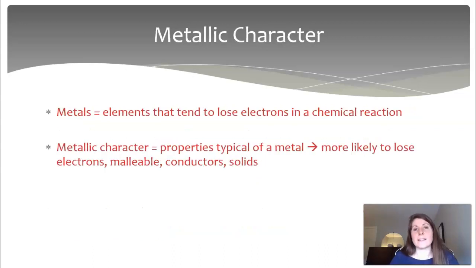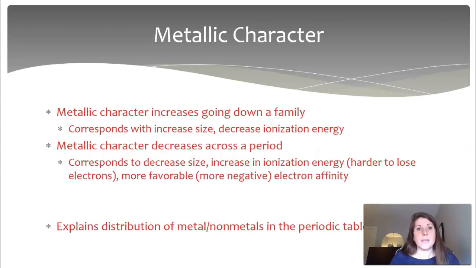We also look at metallic character. Metallic elements are on the left-hand side of the periodic table. Metallic character increases as you go down the periodic table. This is, do they have properties typical of a metal? Do they tend to lose electrons in a chemical reaction? Metallic character increases going down the family.